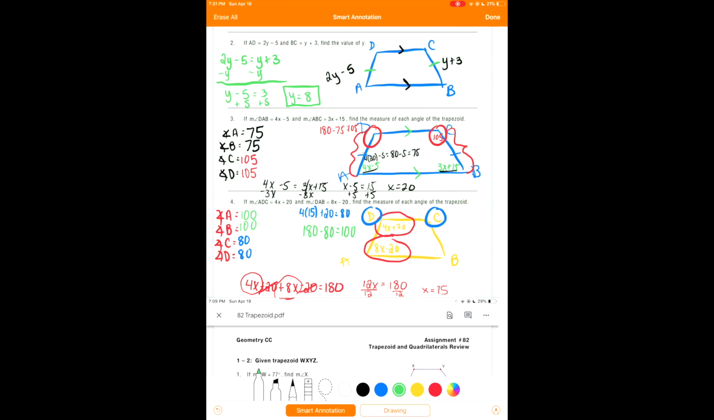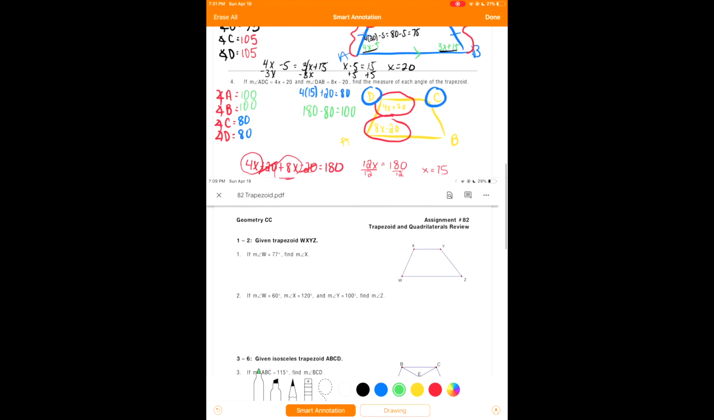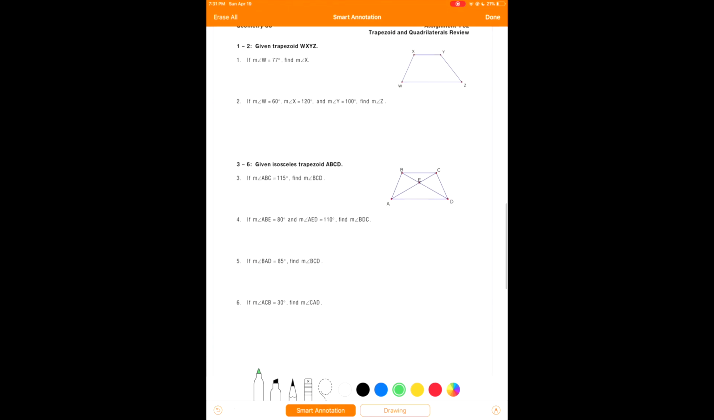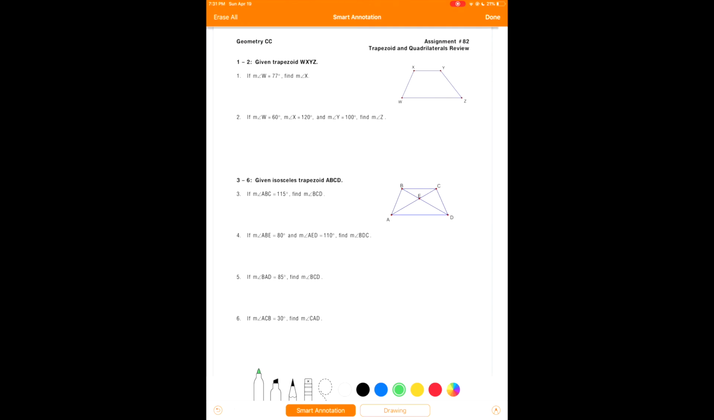So that's today's lesson, your final shape, your quadrilateral, which is trapezoid. And tonight's homework is going to be the trapezoid assignment 82. And you're going to do just the odds on here. So 1, 3, and 5.